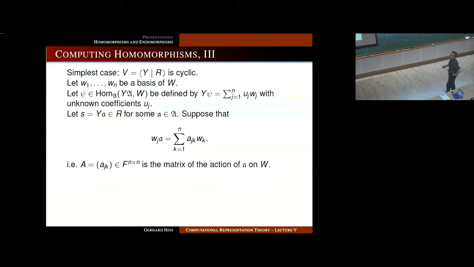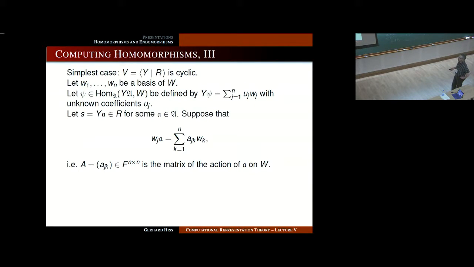Now, what are the relations? The relations are words in this free module, so you can think of them as elements of the form Y times a, where a is an element in A. So all the relations correspond to elements of A. After all, it's the free right regular module. The relations correspond to elements of A. And if you evaluate, you need to know the action of a relator on the basis elements W_j of W. So for each such word, you have a matrix, which represents the action of this word on W.